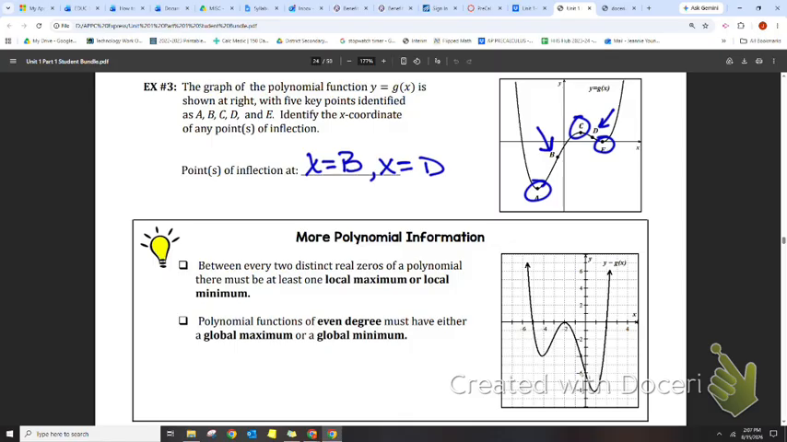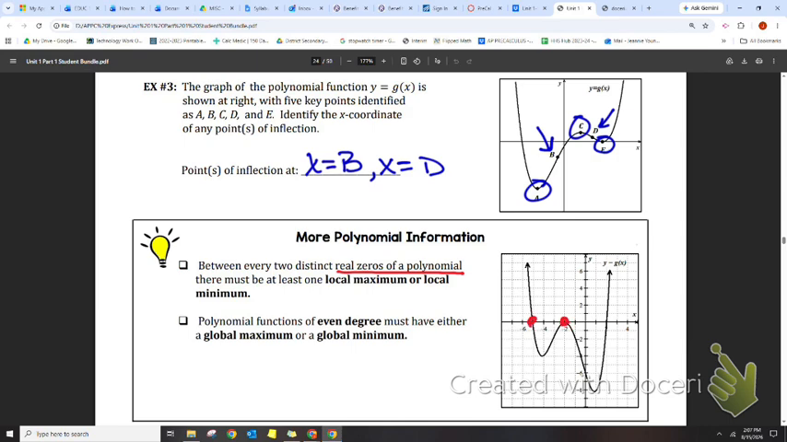All right, some more polynomial information. It tells us here that between every 2 distinct real zeros of a polynomial, there must be at least one local maximum or one local minimum. So remember, the real zeros of a polynomial are the x-intercepts, okay? They're the zeros, x-intercepts, roots, solutions. All right, so if we have 2 zeros here, I'm just going to pick 2 on this graph.